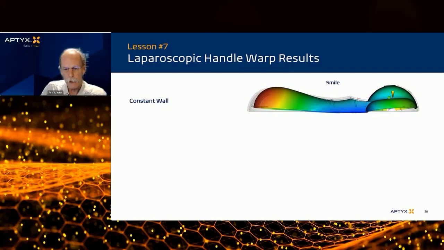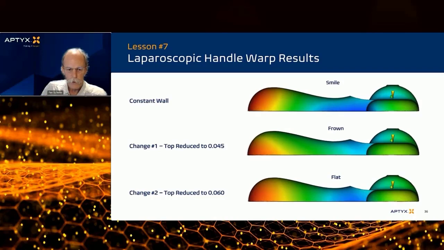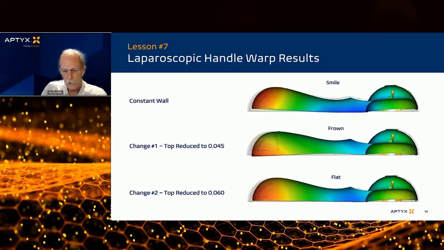Constant wall, we've already looked at. That gives you the nice smile. We go to the 45 thou wall, which we know is excessive, at least we felt it was, and now you get it bending the exact opposite way. And finally, we go with the 60. And while it's not perfect because we haven't worked on the whole thing, you can see that we were able to tame it down quite a bit. And with a little more time and energy put into it, we could get it better.